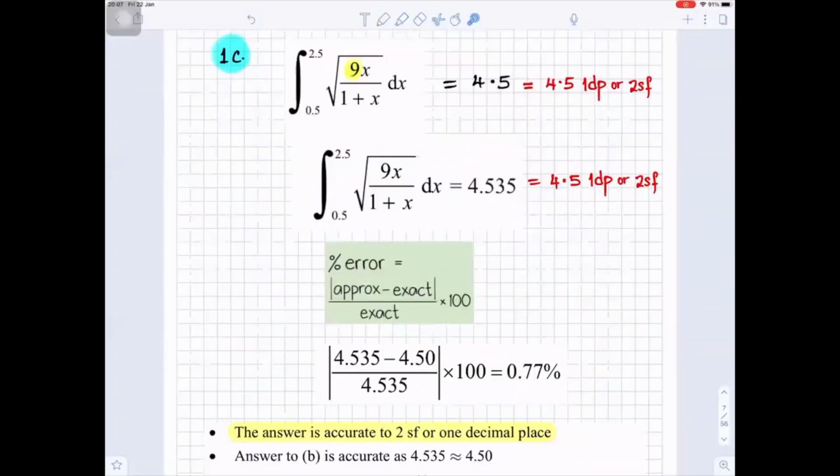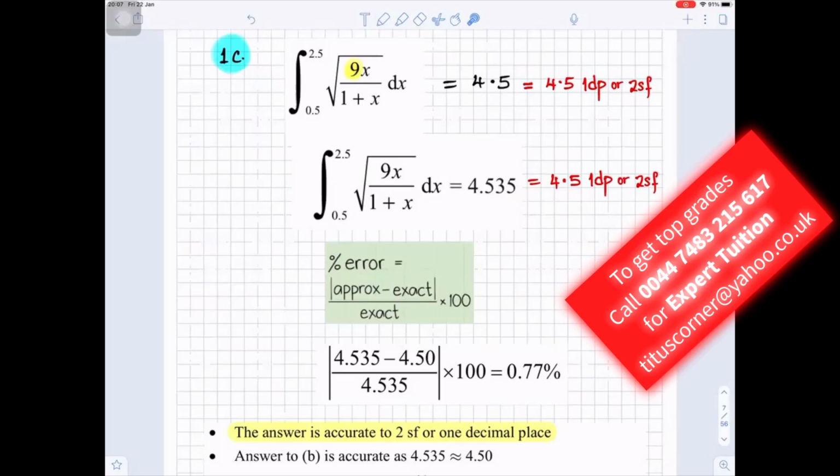And question 1c, the integral from 0.5 to 2.5 of square root of 9x over 1 plus x is 4.5. And that 4.5 is 4.5 to 1 decimal place or 2 significant figures. And the one we are given is 4.535. If we round that to 2 significant figures or to 1 decimal place, we will get the same 4.5. So to 1 decimal place, or to two significant figures, the answers are the same.